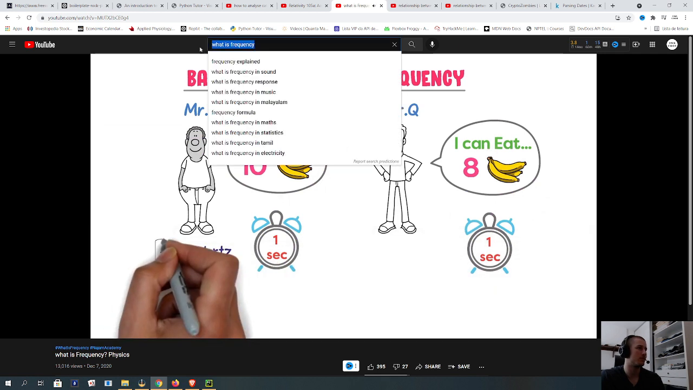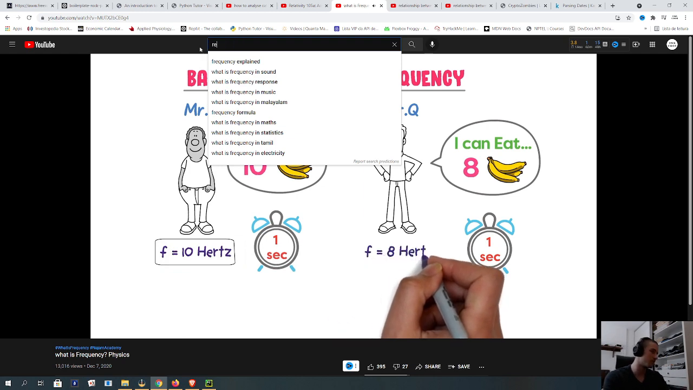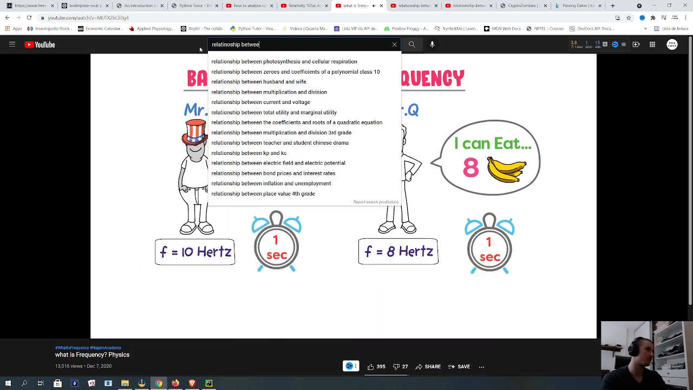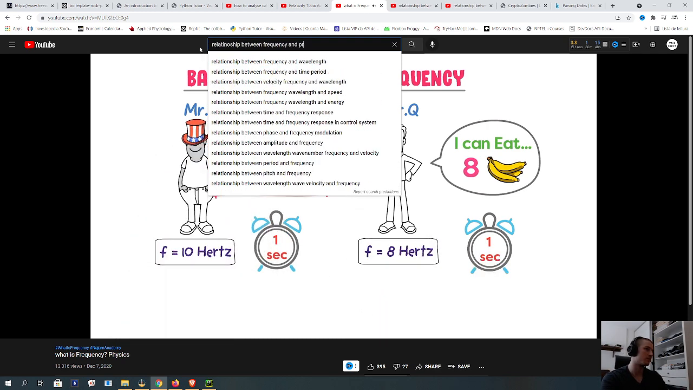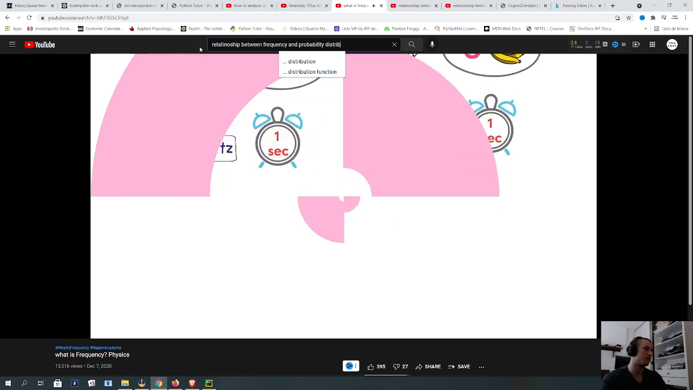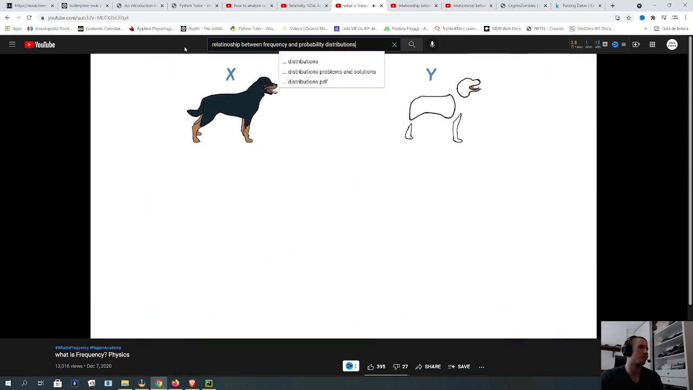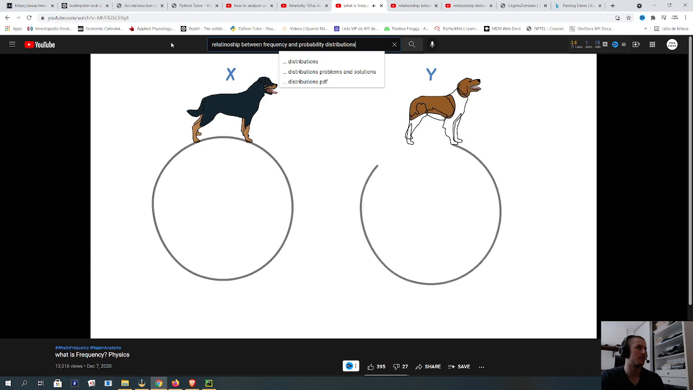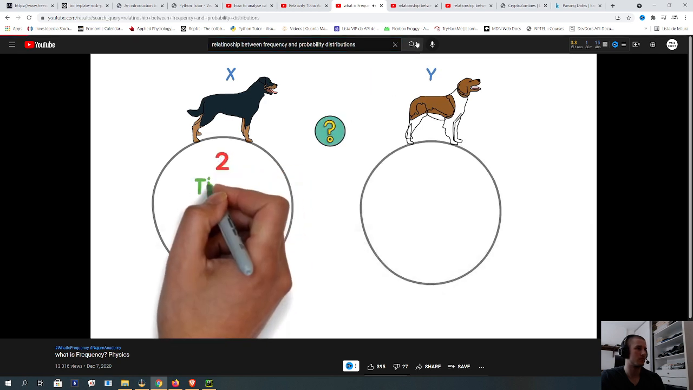P is 10 Hz and the banana eating frequency of Mr. Q is 8 Hz. The winner is Mr. P because he eats 10 bananas in 1 second and its frequency is 10 Hz. Secondly, consider dog X and dog Y. Let them both run around a circular path. Now which one is running fast? Well, consider that dog X can run 2 times around this circular path.